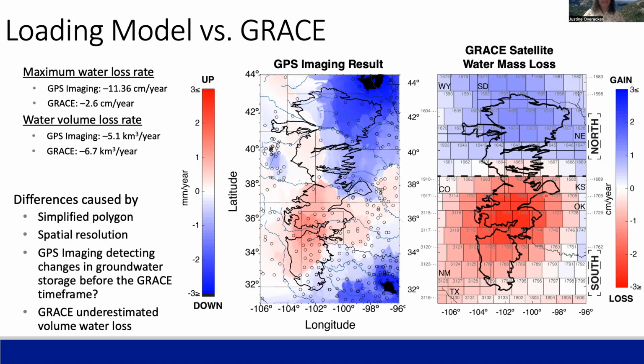So what is causing the differences? The differences might be caused by the total water volume losses being centered on that simplified polygon. It's not perfect. It could be that the spatial resolution between GPS imaging and GRACE is different, and that's causing some uncertainty. It could be that GPS imaging is detecting changes in groundwater storage before the GRACE timeframe, or it could be that GRACE underestimated the water volume loss.